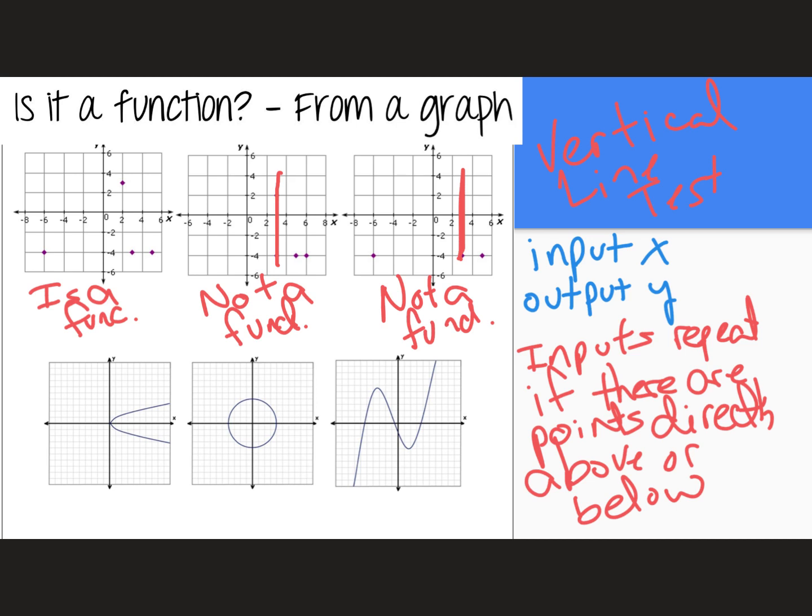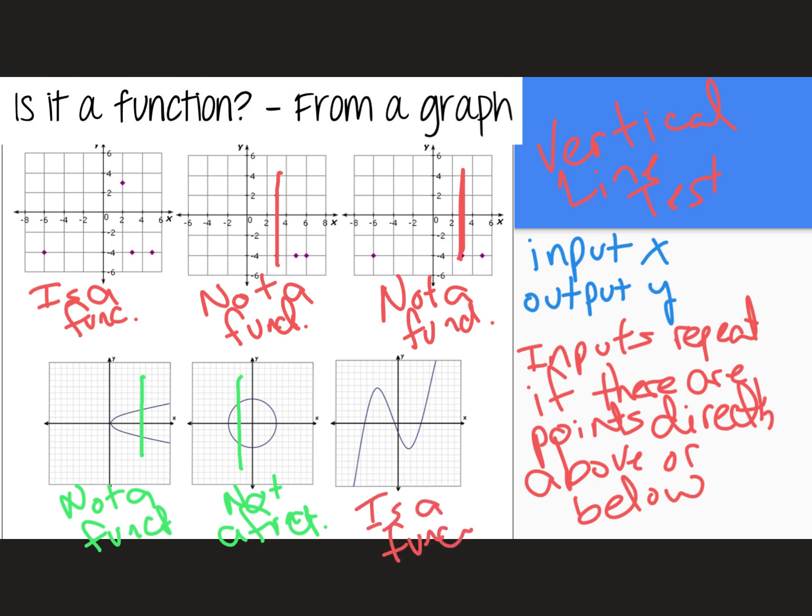Well, what if we have a continuous graph like the ones at the bottom? If we have a continuous graph, I can still see that there's points directly above and below each other. So this one is not a function. Same thing with my circle. I got lots of points directly above and below each other. So it is not a function. And then finally, we got this last one. There's a lot of points that are really close, but there's nothing directly above and below. If I held a vertical line, I could never touch that more than once unless I turned it sideways. So this one is a function.